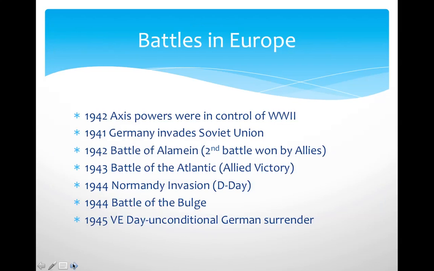Battles in Europe. When we look at the battles in Europe, we are taking a look at, again, as I already mentioned, that the Axis powers controlled much of World War II, from the invasion of Poland in 1939 to some of the battles that ensue shortly after 1942. And again, the importance of violation of the Non-Aggression Act, when Germany attacks the Soviet Union. Again, many historians will say that this was a wrong step by Hitler and the Nazi Party. And we also see the Second Battle of El Alamein in 1942, which is an Allied victory.